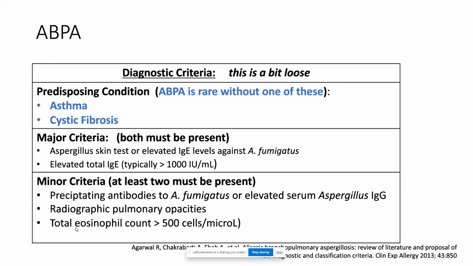There's major criteria and minor criteria. Major, you need both present. You need a skin test or elevated IgE levels against fumigatus, and you need an elevated total IgE. And you need 2 of the minor criteria, which can be precipitating antibodies or a serum elevated Aspergillus IgG, radiographic opacities, or a peripheral eosinophil count more than 500. So 2 of these, both of those. Weird. It's loose, I think. I doubt you get nailed on that on a board exam. That's the kind of stuff here in clinic. And you're going, do I call this? That's when I look this up and say, yeah, I'm going to call it.